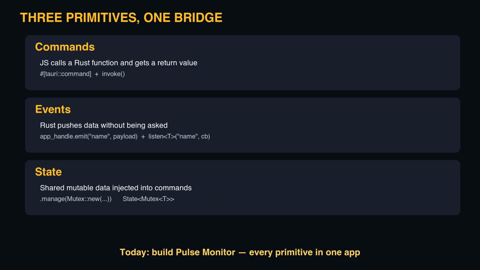Tauri 2 has three IPC primitives. Commands. JS calls a Rust function and gets a return value. Events. Rust pushes data to JS without being asked. And state. Shared mutable data injected into commands behind a mutex.